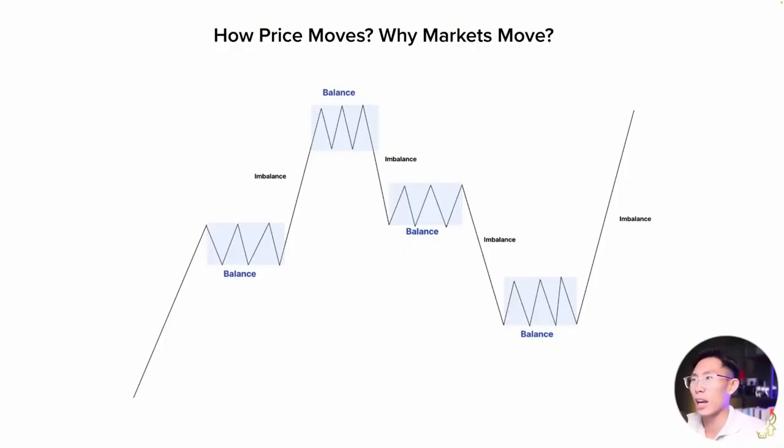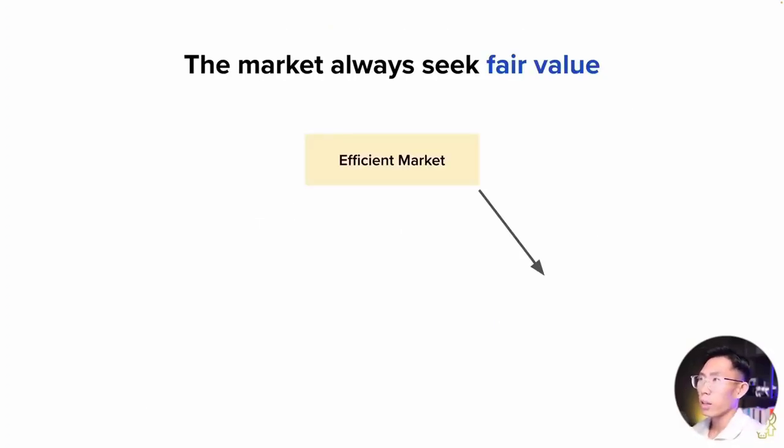If you think about it, this is actually how the universe and how life works. It's always a balance between chaos and order, yin and yang. So, quite simply put, the market is basically an oscillation between imbalance and balance, because it is always seeking fair value.